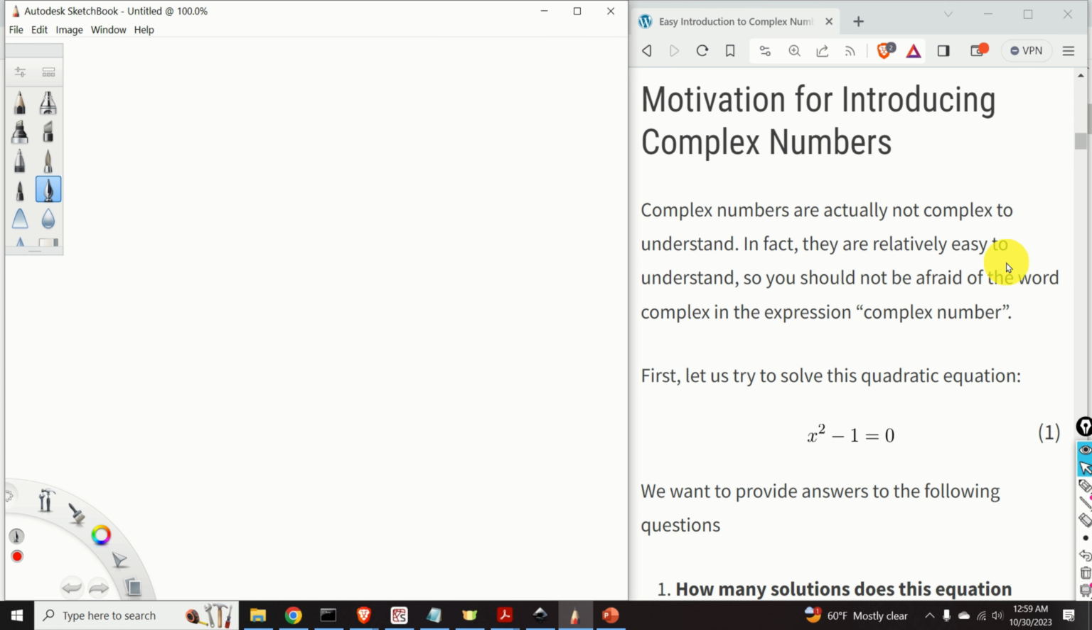Okay, first we start with the motivation for introducing complex numbers. Complex numbers are actually not complex to understand. In fact, they are relatively easy to understand, so you should not be afraid of the word complex in the expression complex number.